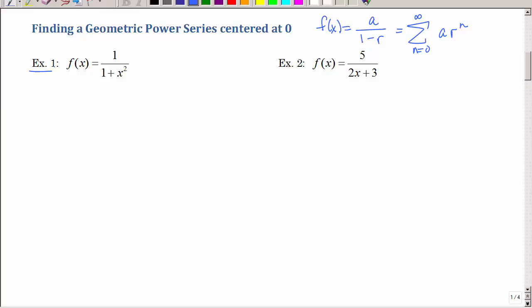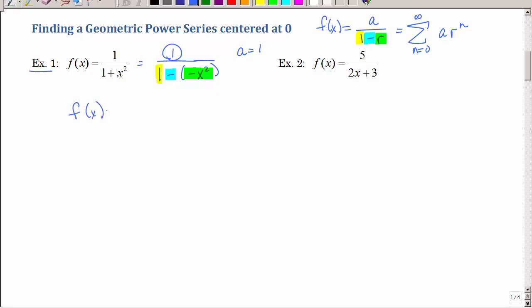Well, first of all, we need a minus sign. So we could write it as this, 1 over 1 minus -x squared. Well, that looks pretty good. Okay, so we could see that a is equal to 1. This one matches this one. This negative matches this negative. So the only thing we've got left is r must then be -x squared. And yes, that's all there is to it.